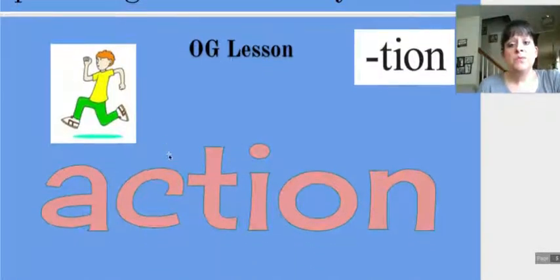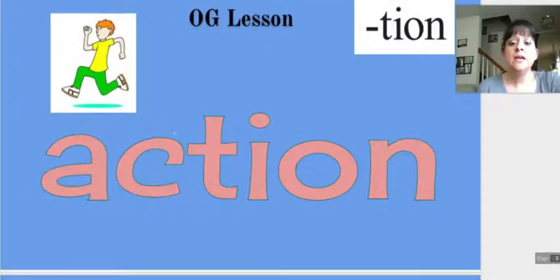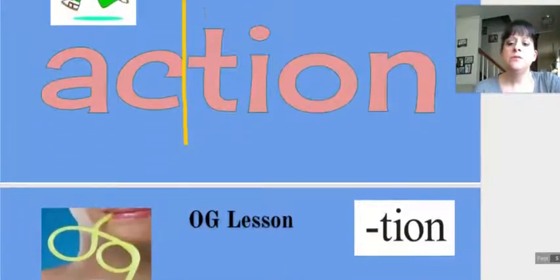So our first word here, we are going to cut off this suffix, right? So we chop it off. There's shun. Then we read this first part. We have action. So I put a picture up here to help you. Running would be an action, right? So let's go to the next word.